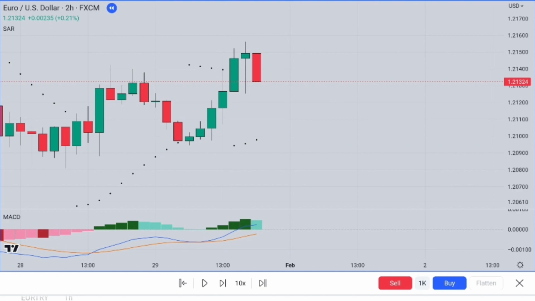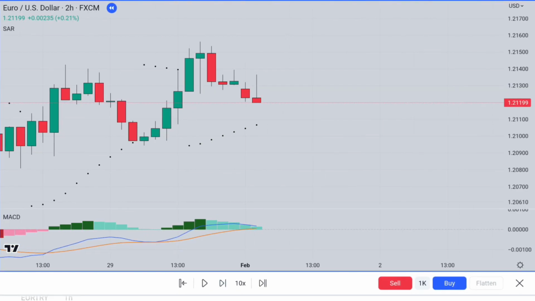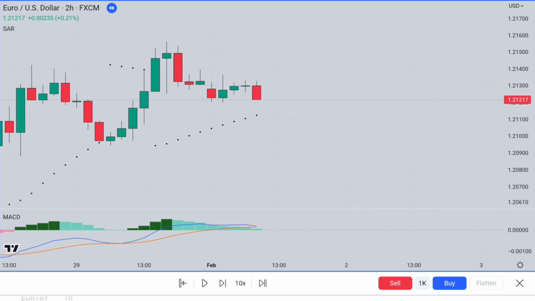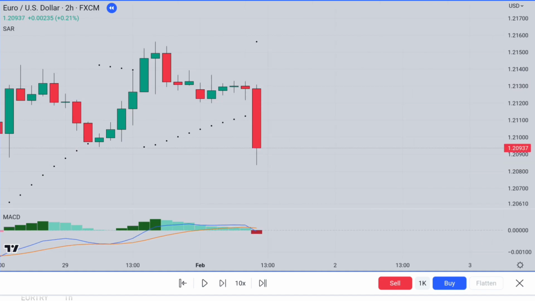Now let's take a look at some examples of short positions. After examining these examples, we will briefly look at an additional indicator to strengthen the strategy.